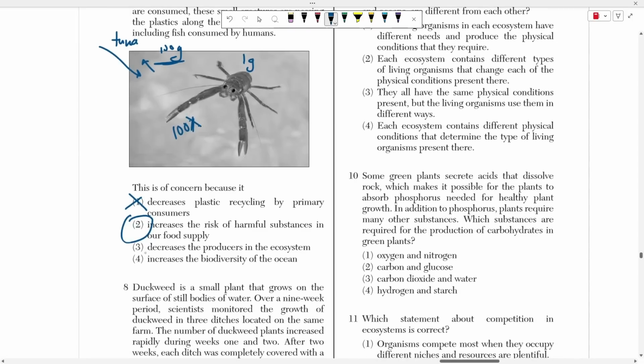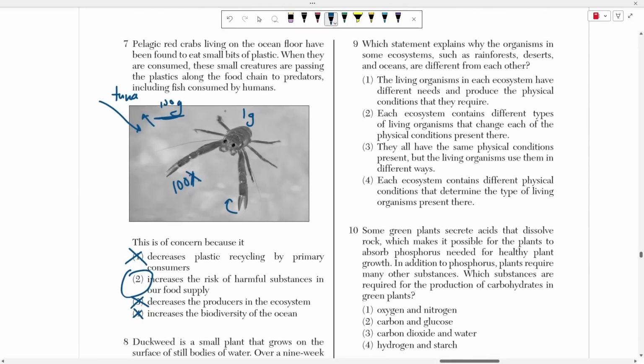3, choice 3 is wrong because it's not decreasing producers in the ecosystem. These guys are just eating plastic now, which would probably help producers in the ecosystem. If these guys were eating producers beforehand, now that they're eating plastic, the producers are probably going to increase in number. 4, increase the biodiversity of the ocean. Again, no species is being removed here. It's an issue because whenever we eat the predators of this crab, whatever harmful substances this crab has, they pass it to their predators, and when we eat their predators, they pass it to us.